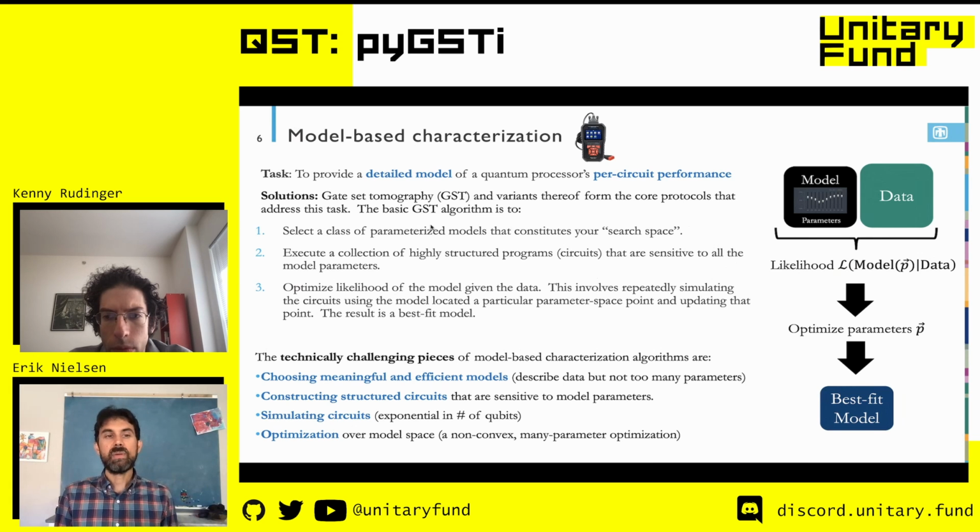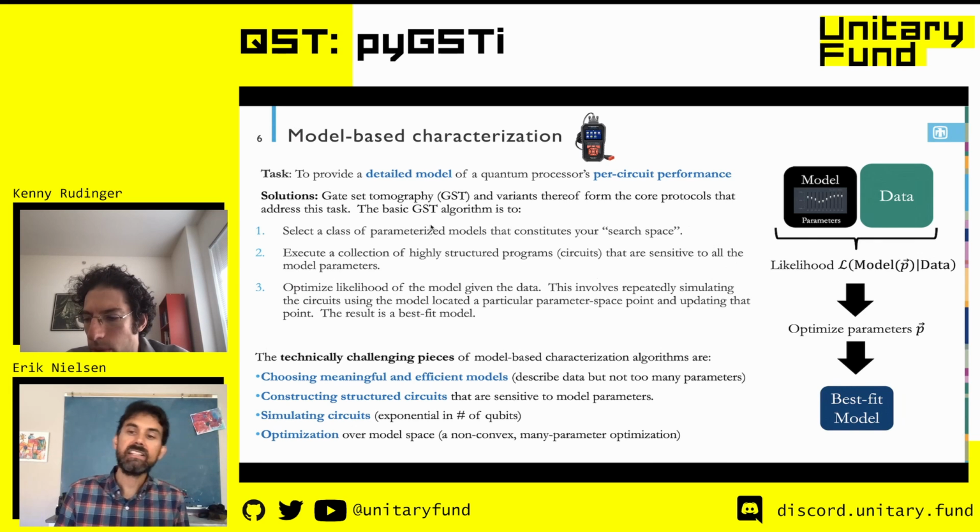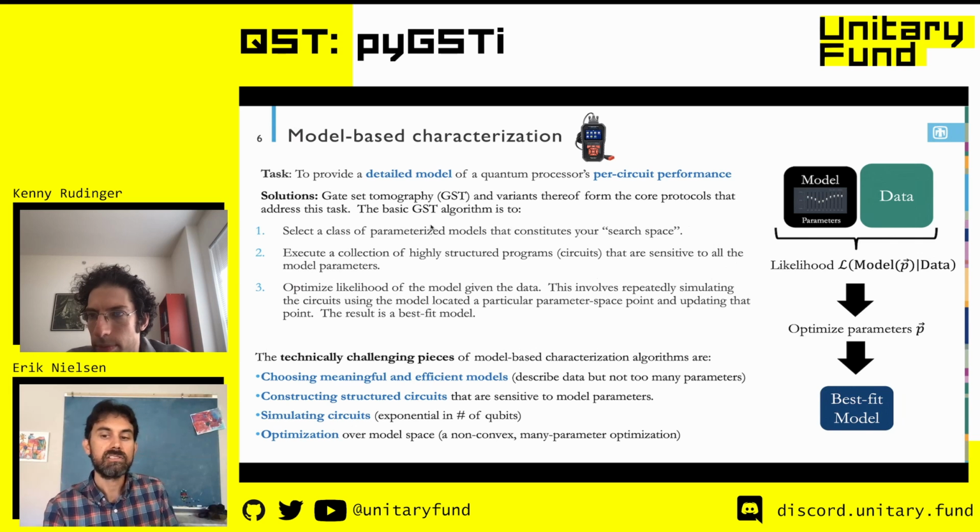The picture for model-based characterization is you have a model, that's the black brick at the top there, and it has a bunch of parameters. Think of things that you can tweak, or knobs you can turn. Along with that, you have data from a bunch of circuits that you ran on a quantum computer. If you compare the predictions of the model and the data that you've taken using a likelihood, and you maximize that likelihood, then you've found the best fit model given the data. That's essentially what gate-set tomography does. We find a best fit model, and that gives us some insight into the errors that afflict this quantum computer.